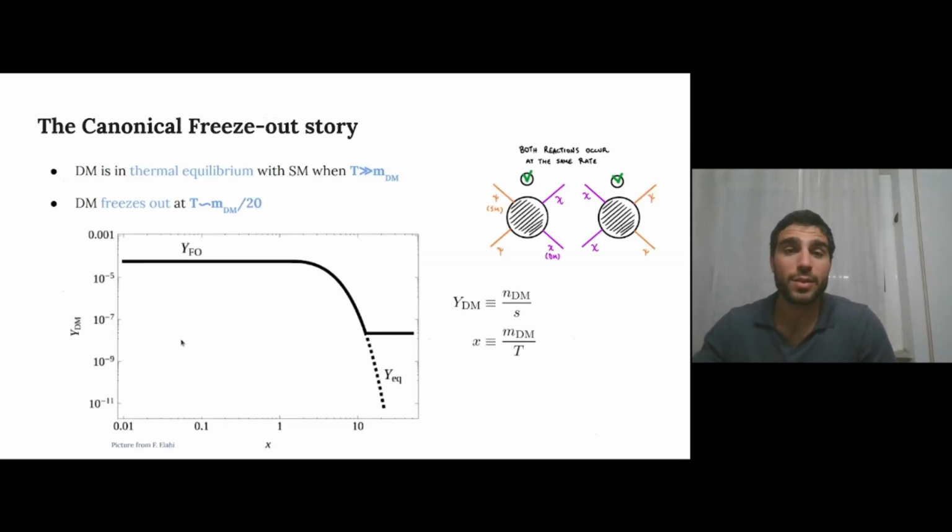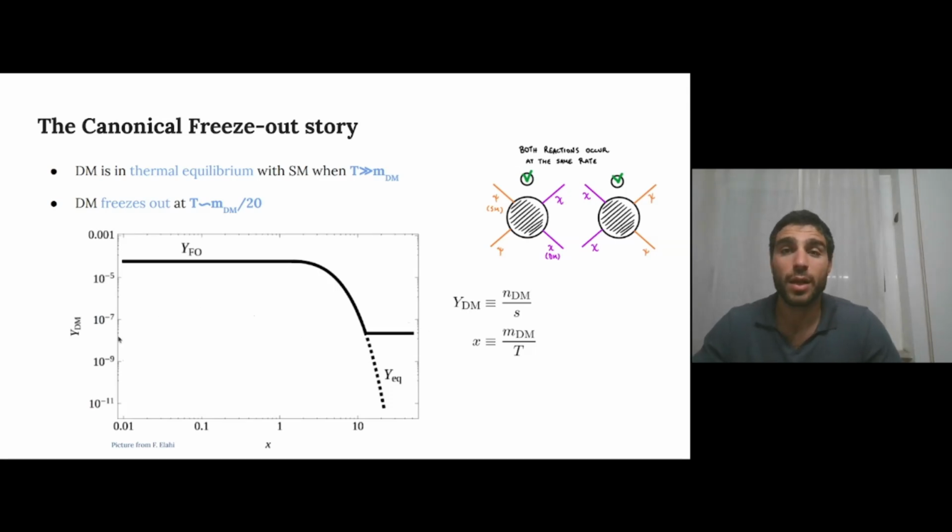Here, dark matter is initially in thermal equilibrium with the standard model bath for temperatures much higher than the dark matter mass. Hence, its thermal density just follows the equilibrium distribution until the processes that kept it in thermal equilibrium with the standard model become slower than the expansion rate of the universe. At this point, dark matter decouples from the hot plasma, freezing out to its final relic abundance.